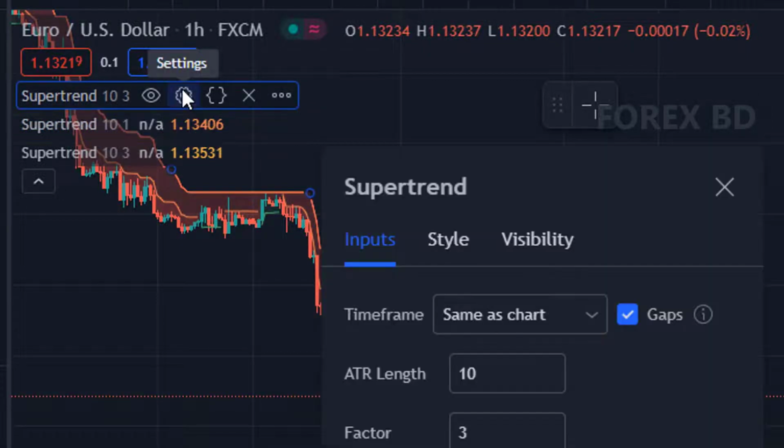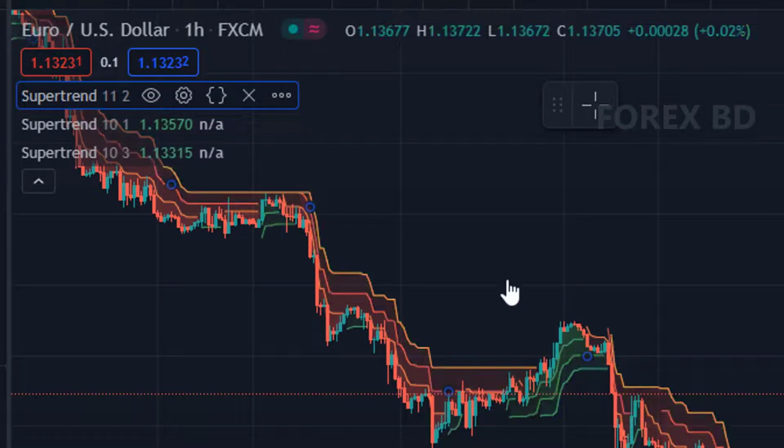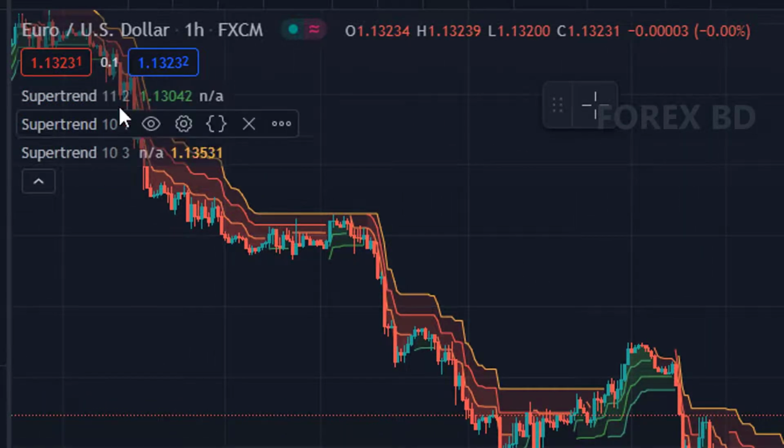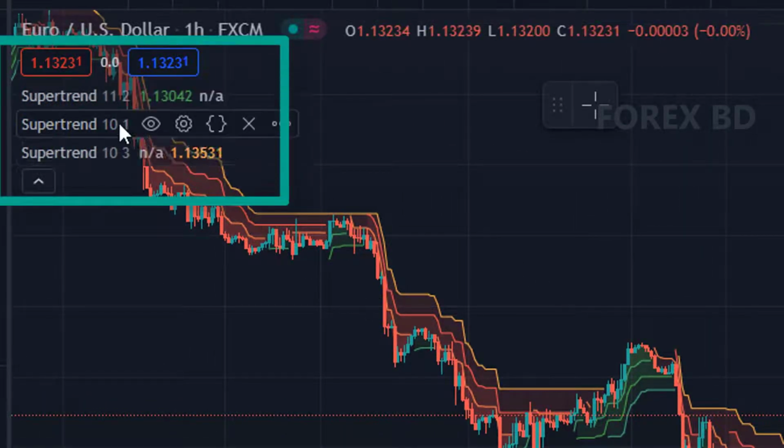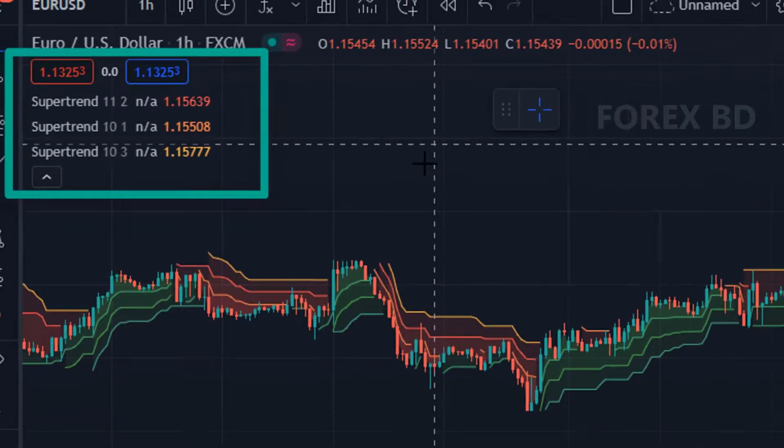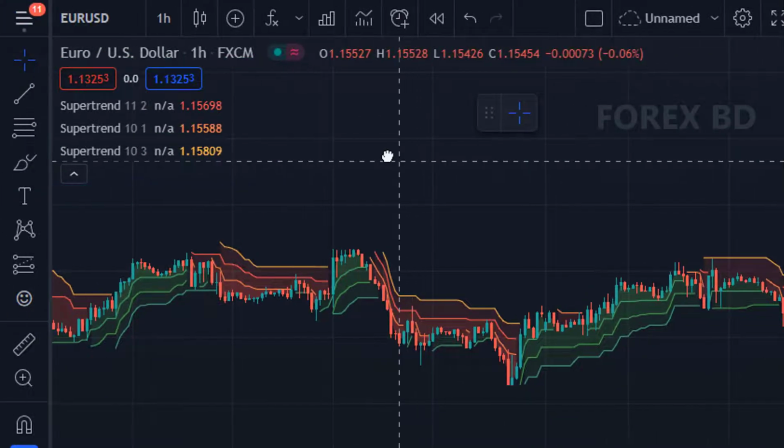Then you have to set up the last indicator. In the last indicator, you have to set length 11 and factor 2. Then click OK. Then the 3 indicators will be set up. You can see we have set up our indicators. Many may wonder, is it possible to set up one indicator 3 times? Of course, it will be set up.